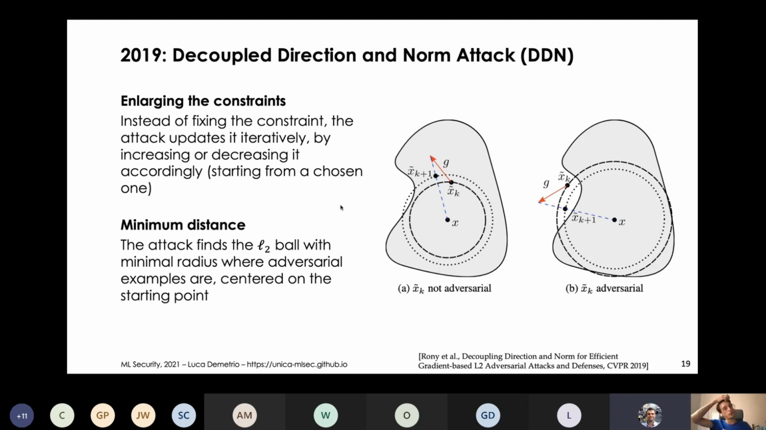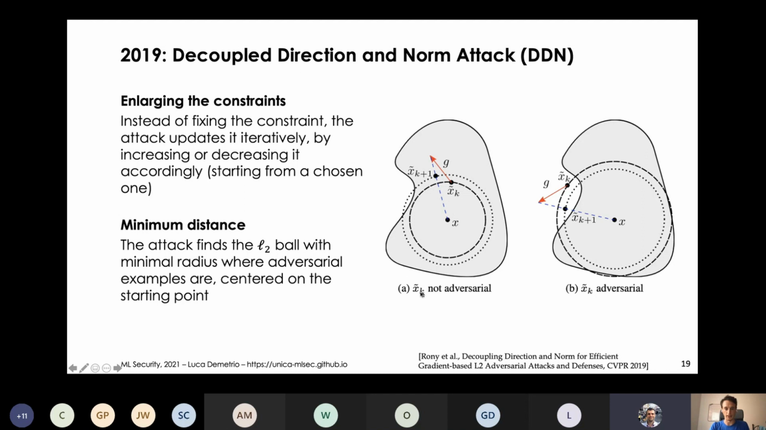So that's why they proposed the so-called DDN attack, which is the decoupled direction and norm attack. Instead of fixing the constraint, at each step of the attack, they enlarge the constraint or they shrink the constraint, depending on whether they found an adversarial example, or if they still need to find one. And in this way, you adapt the constraint to find the closest adversarial example to the point you're starting with.